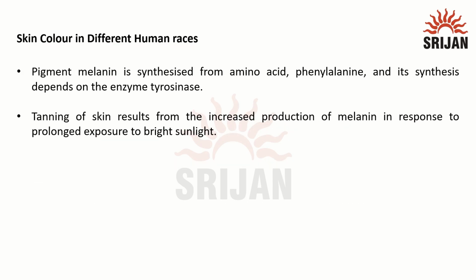So, how do we synthesize melanin? We synthesize it from an amino acid known as phenylalanine, and its synthesis depends on the enzyme known as tyrosinase. Now, if we are exposed to sunlight, sometimes we say the skin has become tan. The tanning of skin results from an increased production of melanin. This is a response to a stimulus, that is, prolonged exposure to bright light. The more the exposure to sunlight, the more the melanin pigment production.